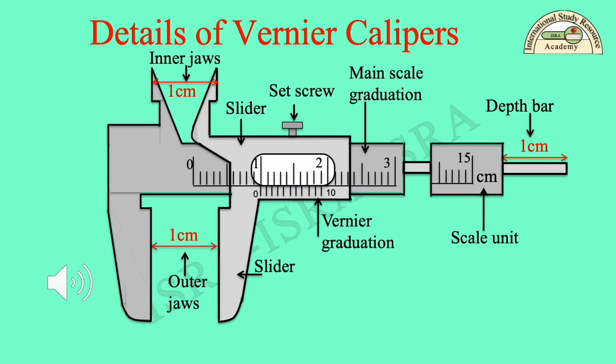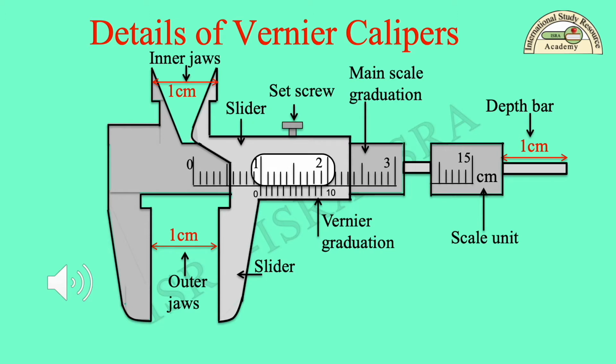Please look at the details of Vernier calipers diagram. You can see open inner jaws and outer jaws. One inner and outer jaw is fixed with the main scale graduation length of bar. The other inner and outer jaw is attached with a slider bar which is sliding over the main centimeter scale bar. Centimeter scale is engraved on the length of fixed jaw bar representing main scale reading MS.